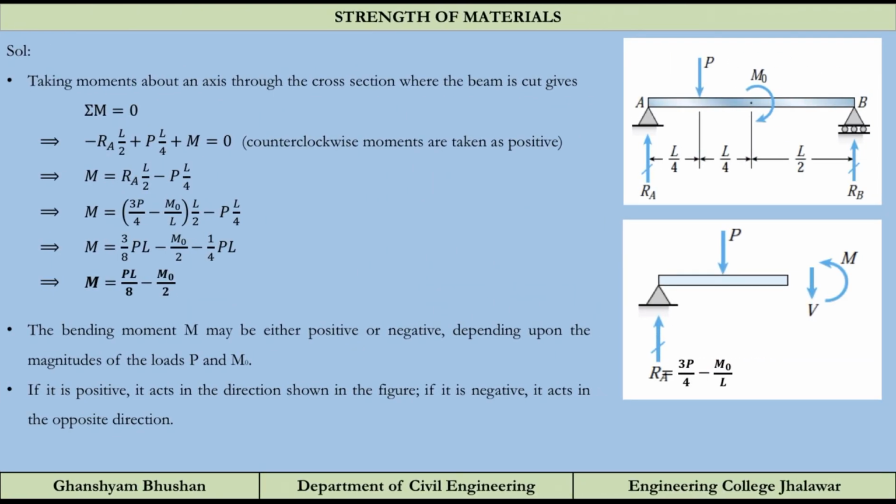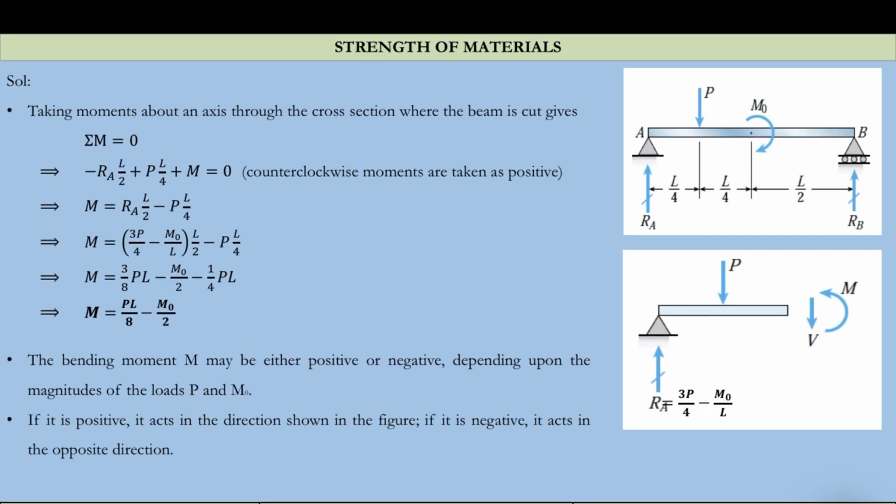So taking the bending moment, we are going to calculate the moment. So we are taking the moment equal to 0. We will be taking the moment about the midpoint. Midpoint is the point of concern here. Okay, so about the midpoint we are taking the bending moment. So RA into L by 2, counterclockwise is positive, so RA into L by 2 is clockwise, so it will be negative here.